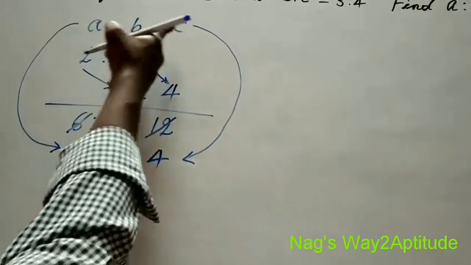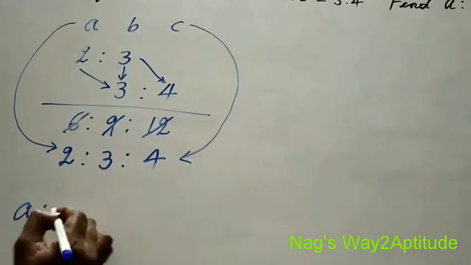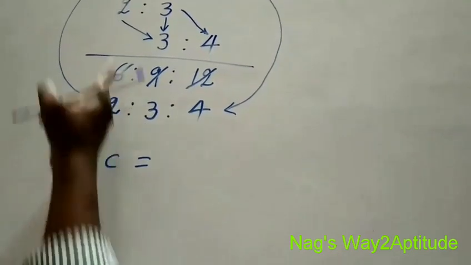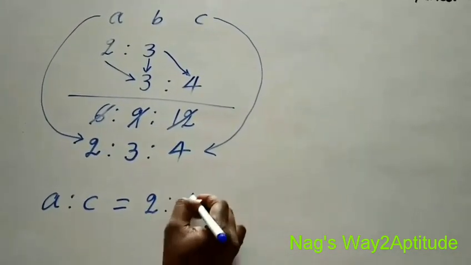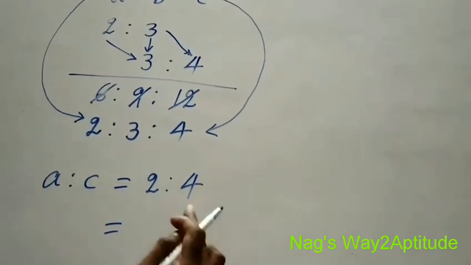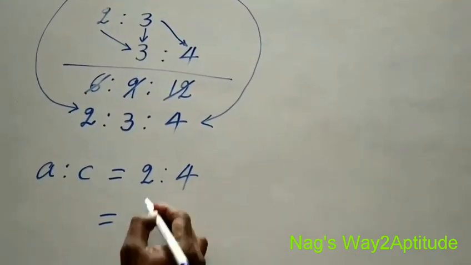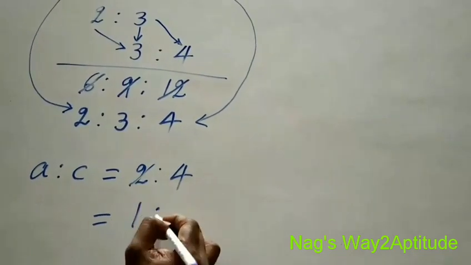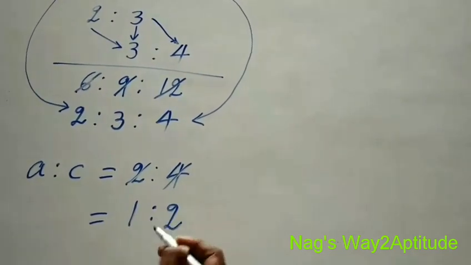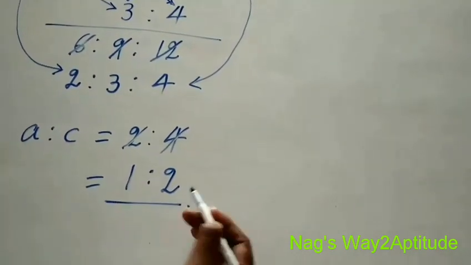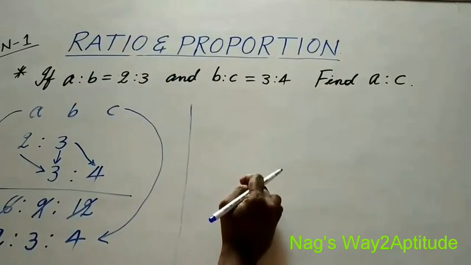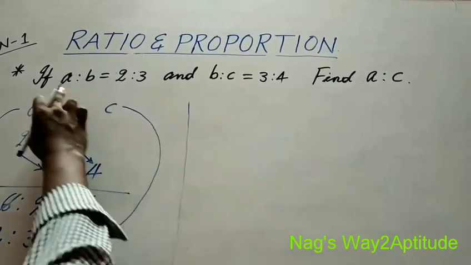So you take A is to C is equal to, the A value is 2 and the C value is 4. So write 2 is to 4. And in 2 is to 4 you can cancel the 2 table. 2 takes 2 1 time, and 2 takes 4 2 times. So finally you got the answer for A is to C is equal to 1 is to 2. We can solve this problem by using another method also.